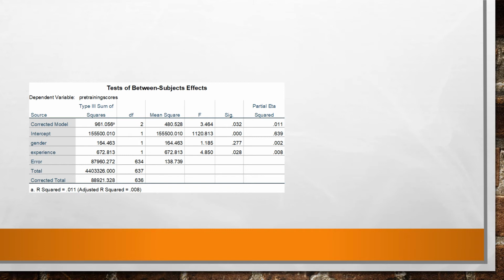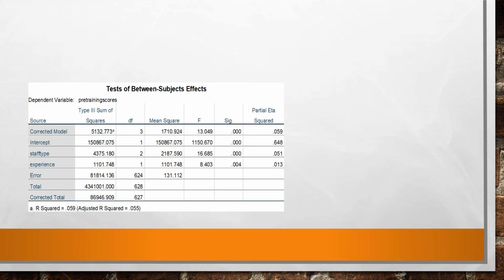However, there was a significant difference between the effects of staff member years of experience on performance. The SIG value was less than 0.05. It was 0.028, which means a rejection of the null hypothesis, and the years of experience is showing to have a significant effect on the pre-training scores.